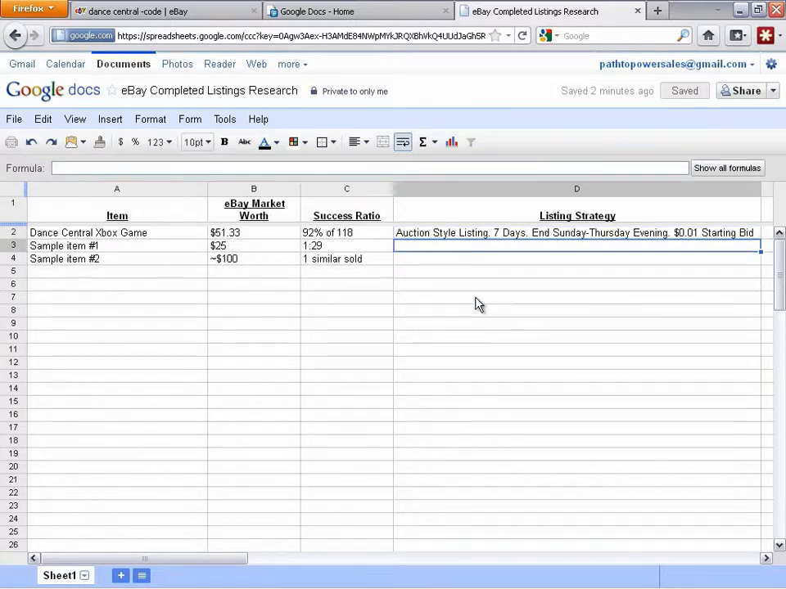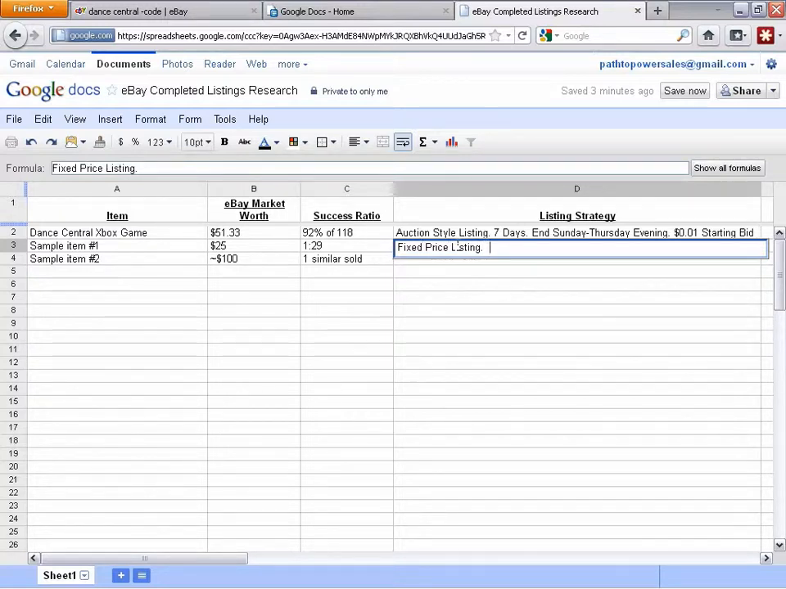Moving on to the second product in this example. Using sample item number 1, I see that this particular product has a market worth of $25 and a success ratio of 1 to 29. Now, because this item has a very low success ratio, a fixed price listing is going to be much better because we can set the price for this particular item.